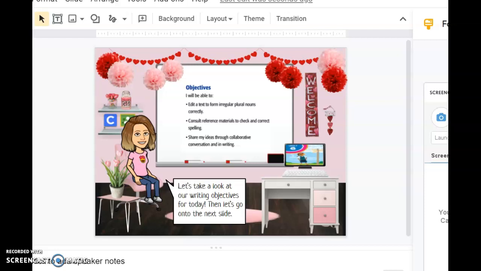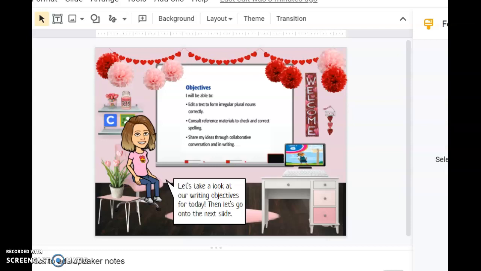Third grade, let's take a quick second to read through some of our objectives for writing today. Today, our objectives are: I will be able to edit a text to form irregular plural nouns correctly, consult reference materials, that's a fancy way of saying dictionary, to check and correct spelling, and lastly, to share your ideas through collaborative conversation and in writing.